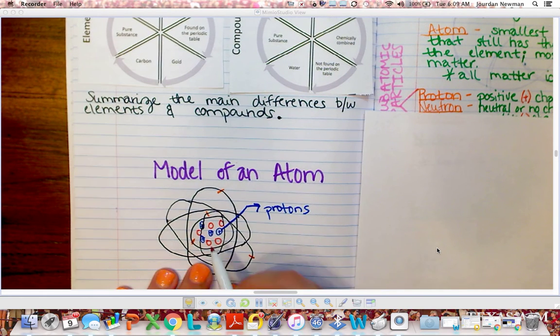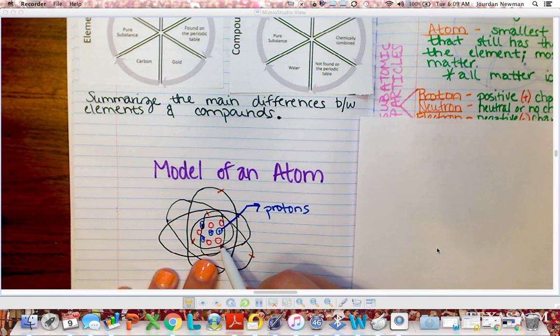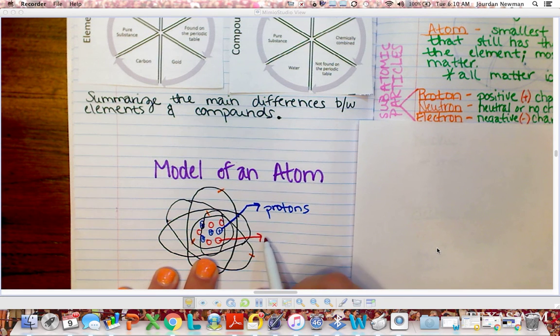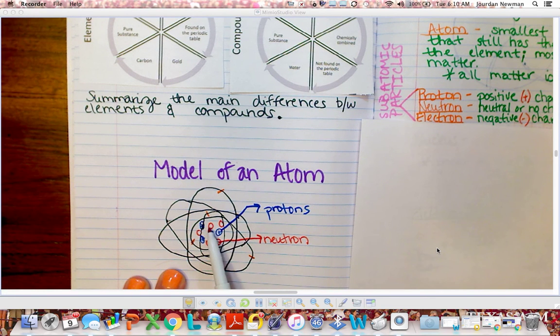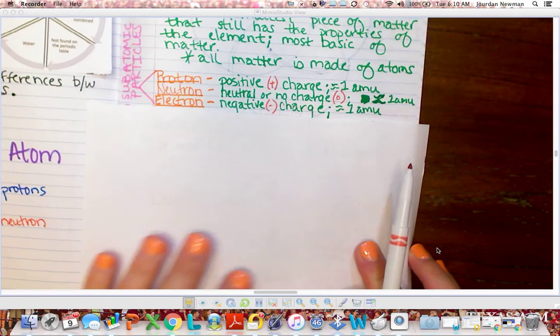And if we look over here, again, the same location, the nucleus, okay? We have these empty circles, which are our neutrons. And those empty circles stand for the no charge. And again, if you count them up, you can see that we have 1, 2, 3, 4, 5 neutrons.